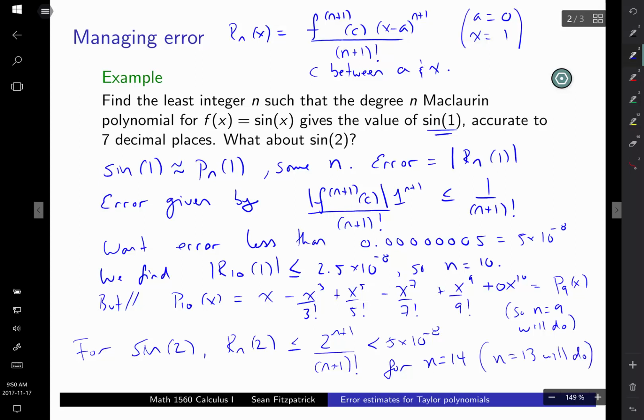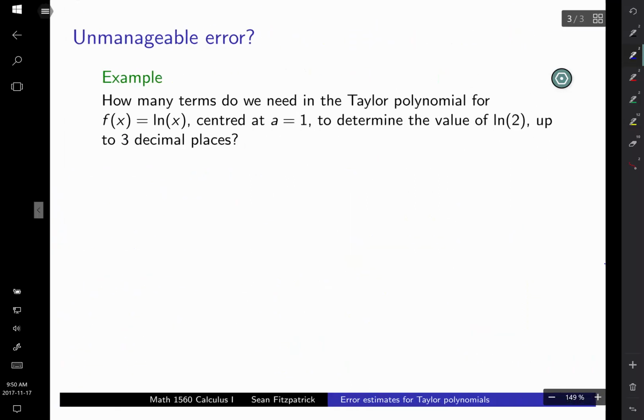Okay, so these are a couple of examples where things are actually quite manageable. Even going up to degree 13 isn't so bad, right? I mean, this is something you can easily get a computer to do. What if you wanted to use tailored polynomials to approximate the value of the natural log? Something like log of 2. That's something you might ask for. How many terms would we have to do here?